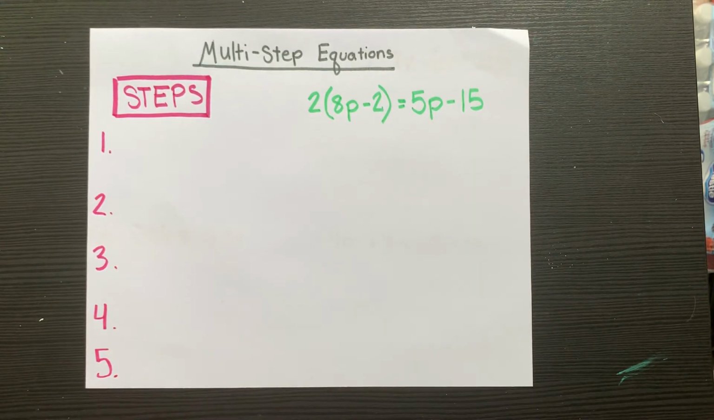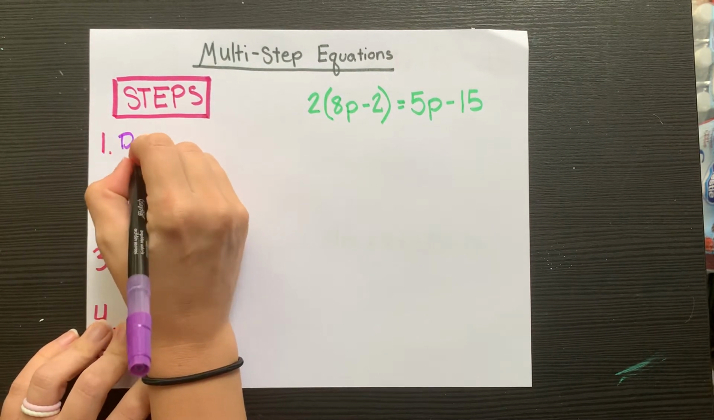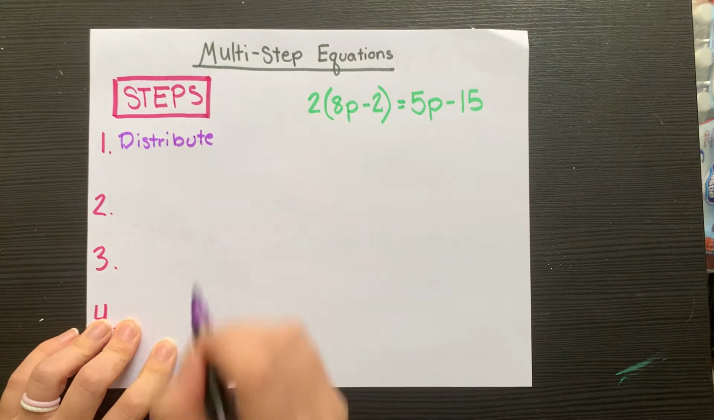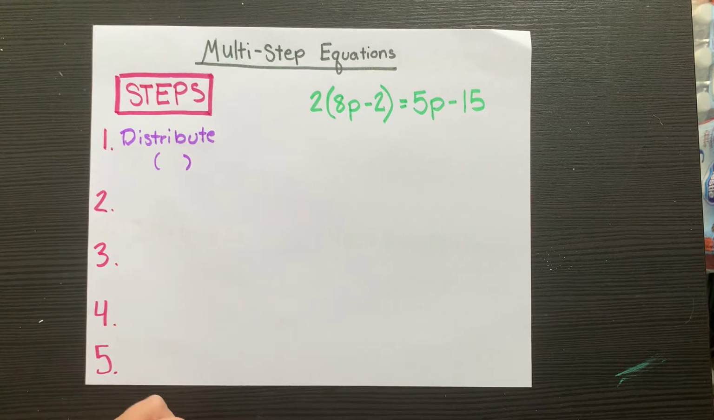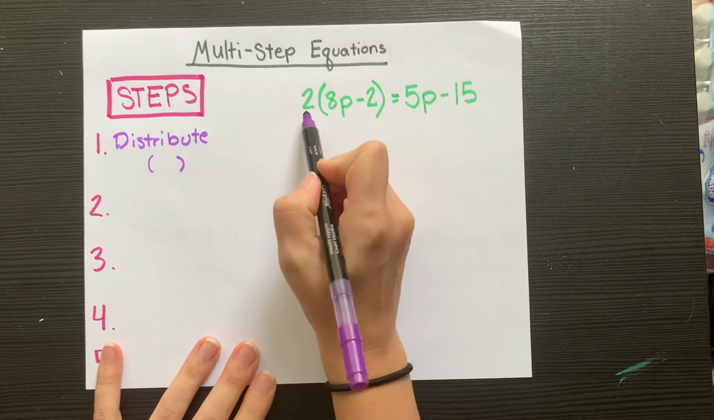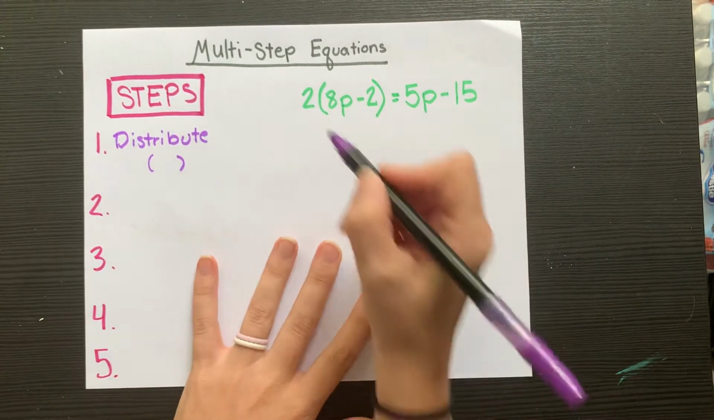So the first step is to do any distributing. So you're going to distribute first. You'll know you have to distribute if you have parentheses, right? So our equation here does have some parentheses. There's a 2 out here. So I know I am going to have to distribute here. So let's do that first.